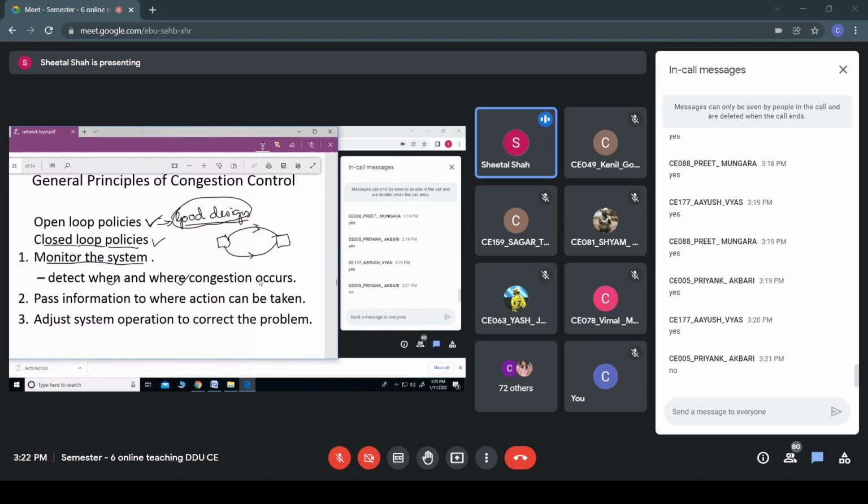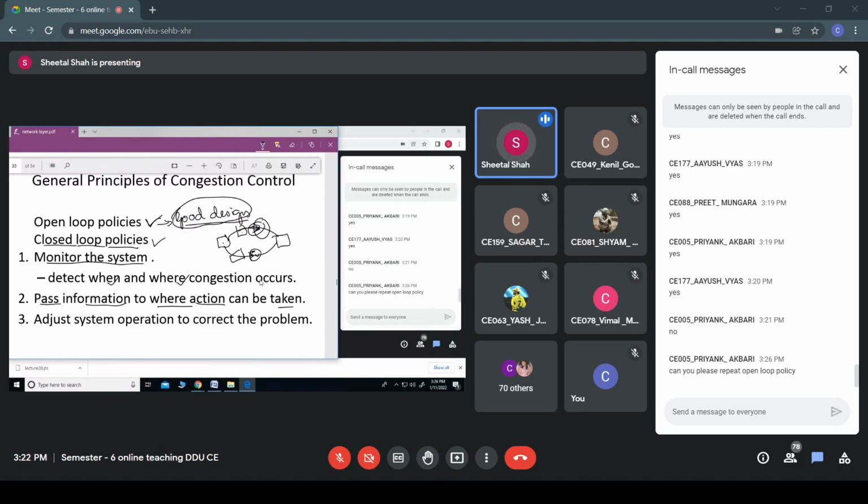Are you getting me? If this path is congested, then it can use some alternate path if it is available, so that it can overcome this congestion. Then pass the information to where action can be taken. Now, if a congestion has occurred at this place, it has to pass this information to other routers saying that this path is congested, and don't forward the packets through this particular path, but use some alternate path. Okay, so pass this information to where the action can be taken.